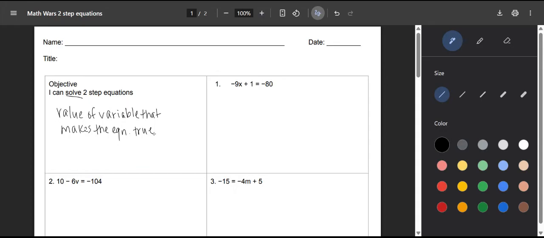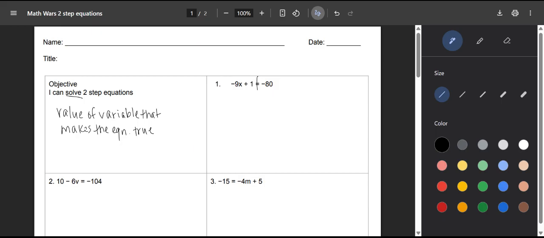So if it says x equals something else, we've got to figure out what x has to be to make the left side match the right side. So our first problem, this is the I do. We've got negative 9x plus 1 equals negative 80.